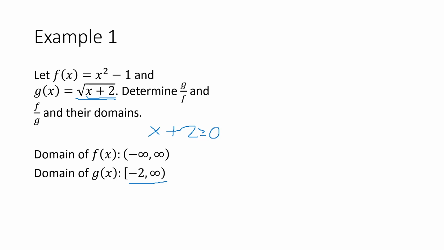So let's actually find those quotients. This one's pretty straightforward. There's not a whole lot to do. If we want to know g divided by f of x, we simply divide the two functions, the root function divided by the quadratic function. There's not any simplifying we can do there, so we can leave it at that.